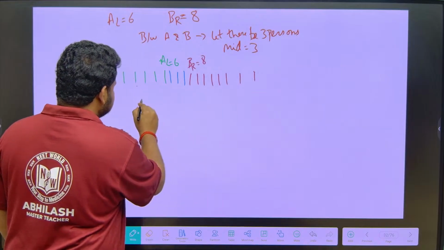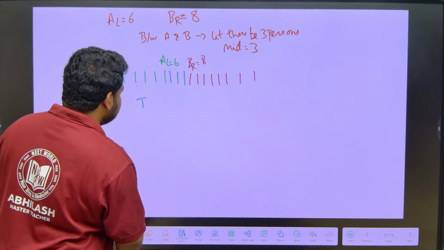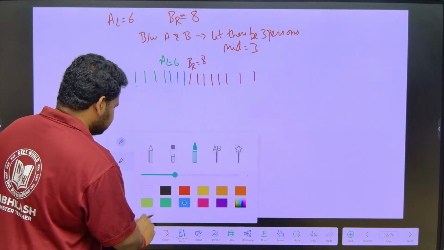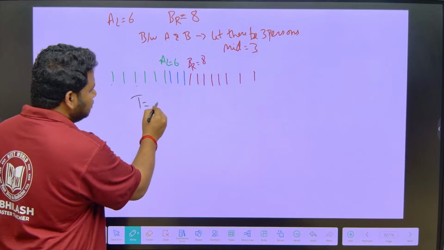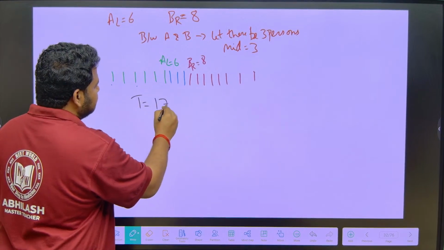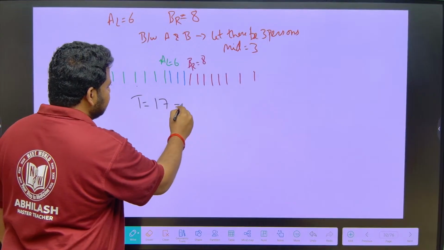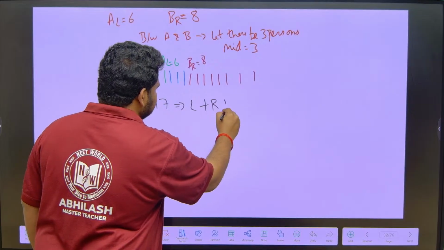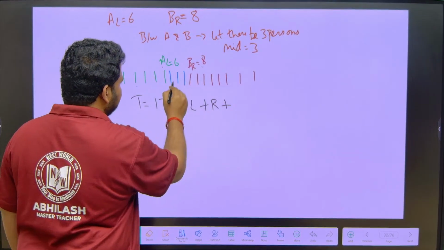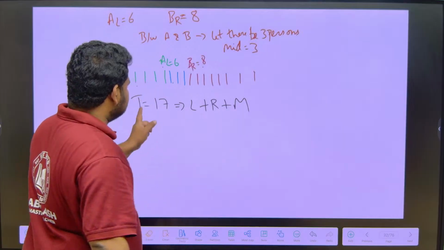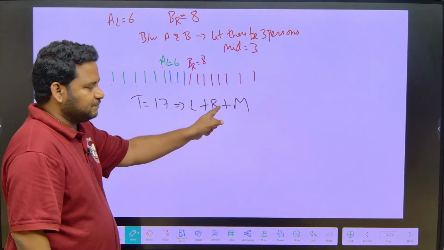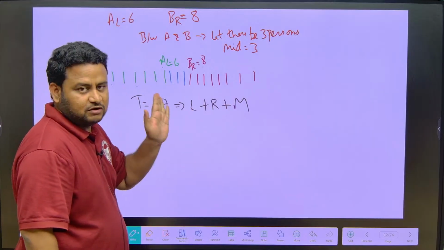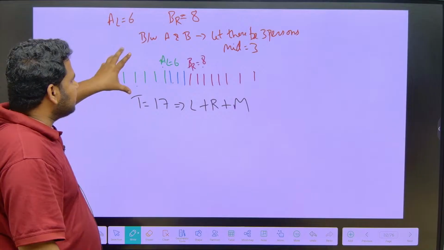So the total number of persons will be equal to 17. What did I do here? It is nothing but left plus right plus middle. The total number of persons is left plus right plus middle. This is what I did, and this is what I got as the total.